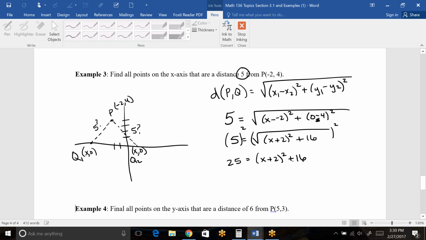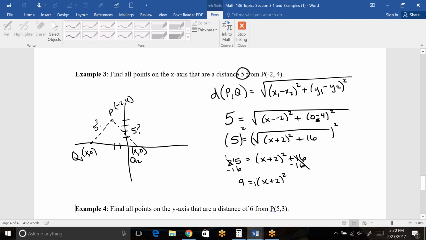The next step would be to subtract the 16 over. So this would be borrow, that's going to be 9. Should have been able to do that in my head, sorry. And this is x plus 2 squared. And then this is just kind of like completing the square, the final step.